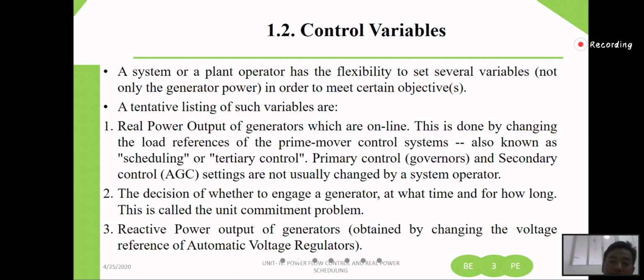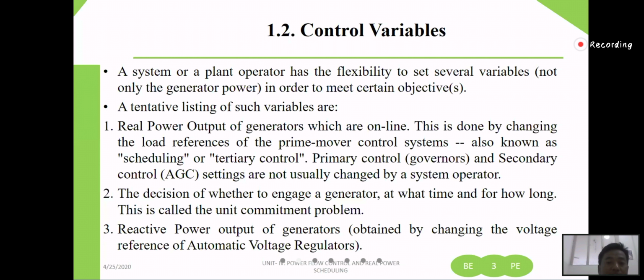How we control it is by changing the load reference, which means we are setting the set point for the load reference of the prime mover controls, and it is known as scheduling. When we change the load reference, we call it tertiary control, while primary is the governor and secondary is the AGC setting. Okay, so the real power output of a generator can also be a control variable by changing the load reference point, and that is known as tertiary control or scheduling. Tertiary control can be set by the operator.